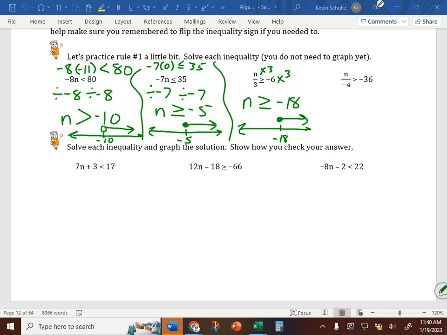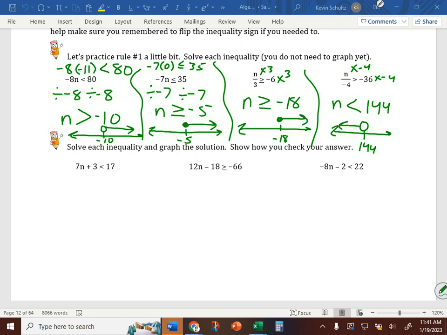Last one. What do we need to do to get n by itself? Brielle, what do you think? It says n divided by -4. Multiply by -4. Are we going to have to flip our sign? Yes, we are, because the number we're multiplying by is negative. What happens here is that -36, when you multiply it by -4, becomes a positive 144. So our inequality symbol that started out greater than now flips to less than. And this time it's an open circle because it's just the less than symbol, and it's going to the left.